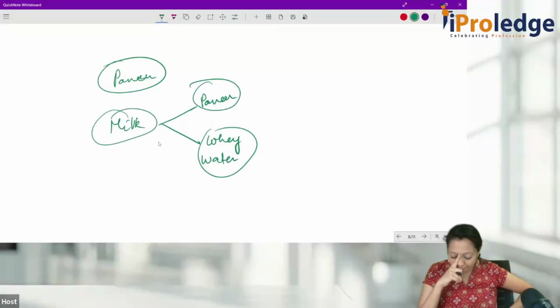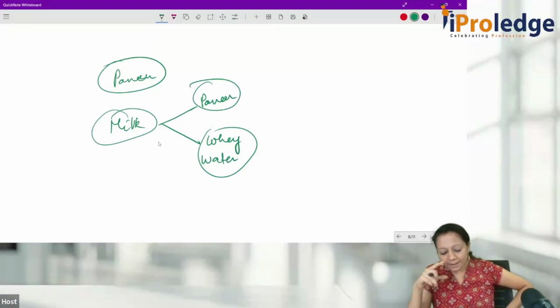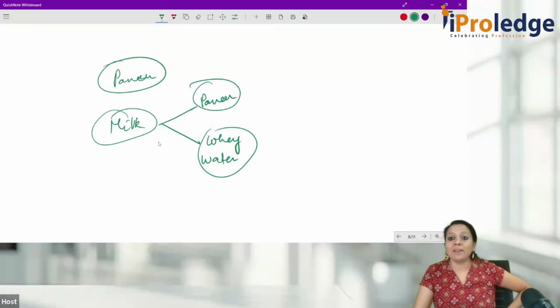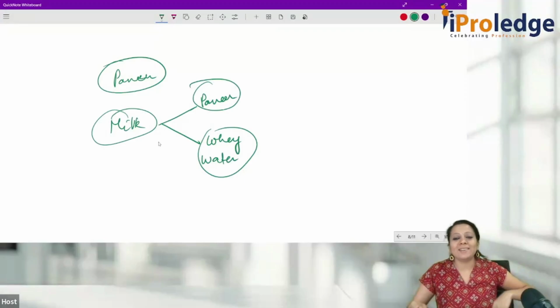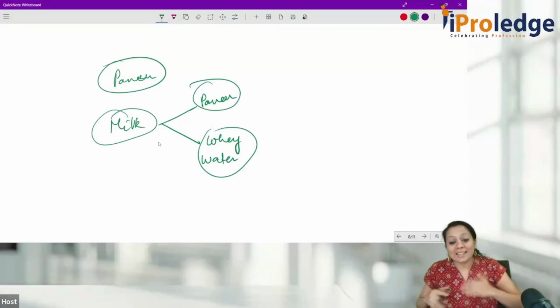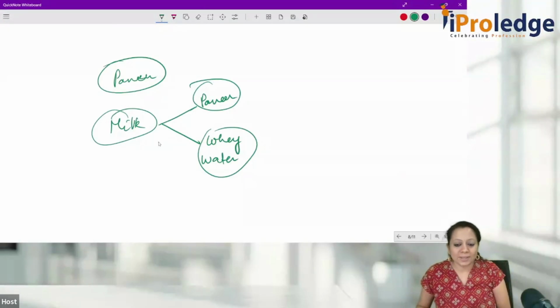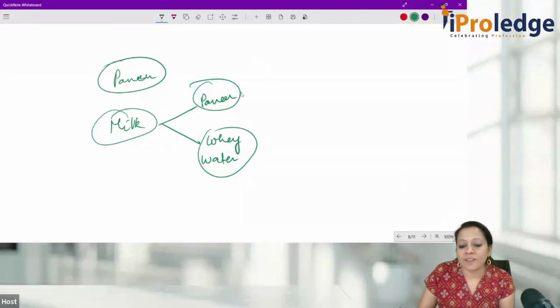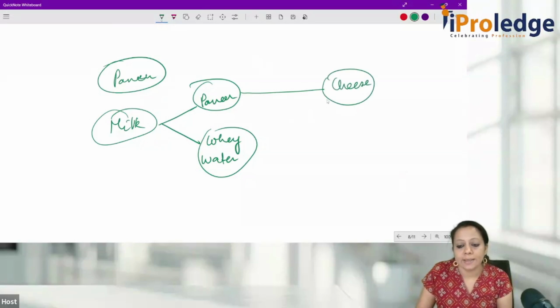And what is the meaning of byproduct? Byproduct is I didn't intentionally produce it. For example, whey water. I wanted only paneer. Whey water is a byproduct. Yes. Unintentional produce is what is whey water. Okay. Now, assume I'm further processing paneer to make cheese. And I'm further processing this whey water into a protein shake.